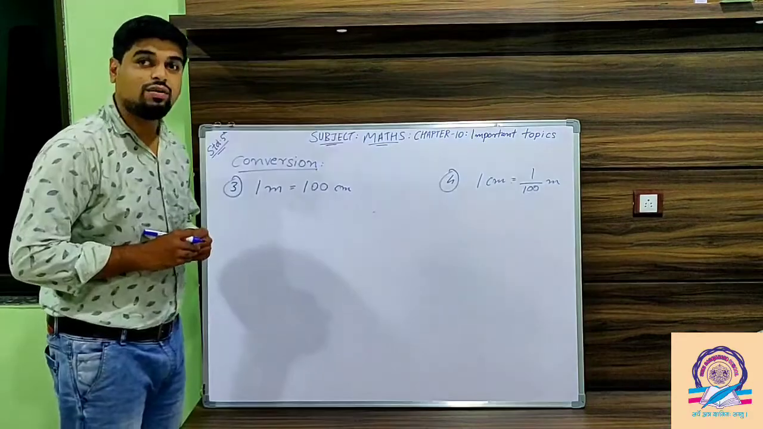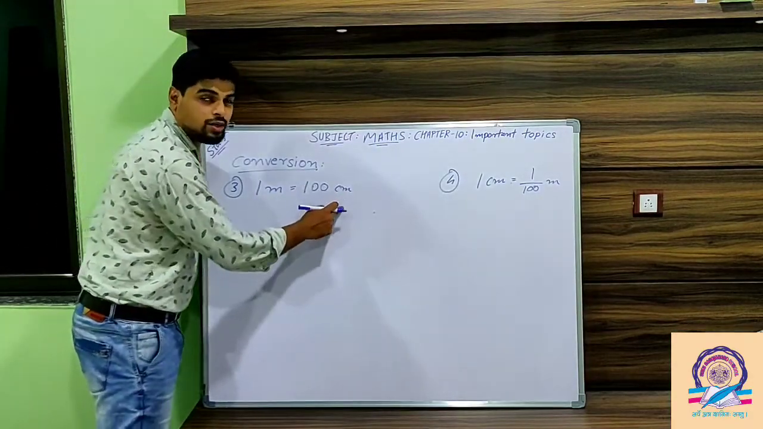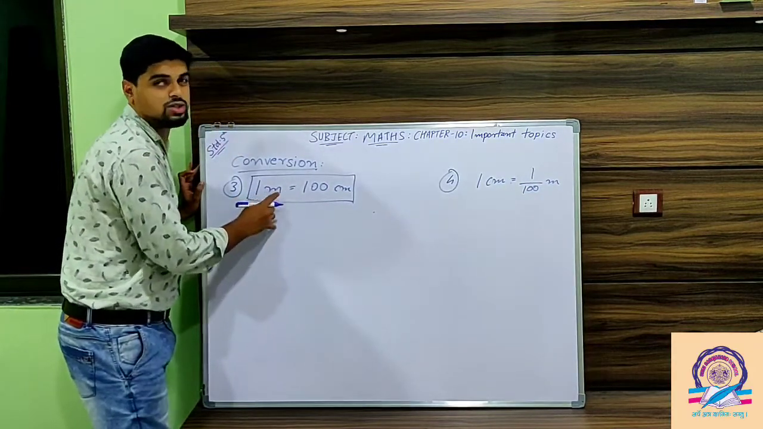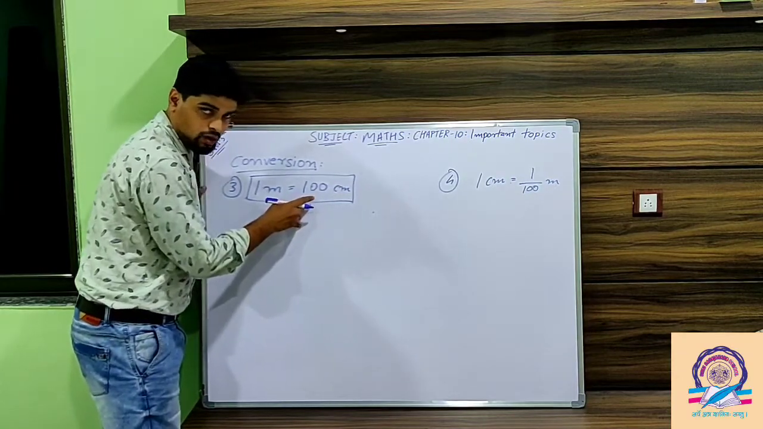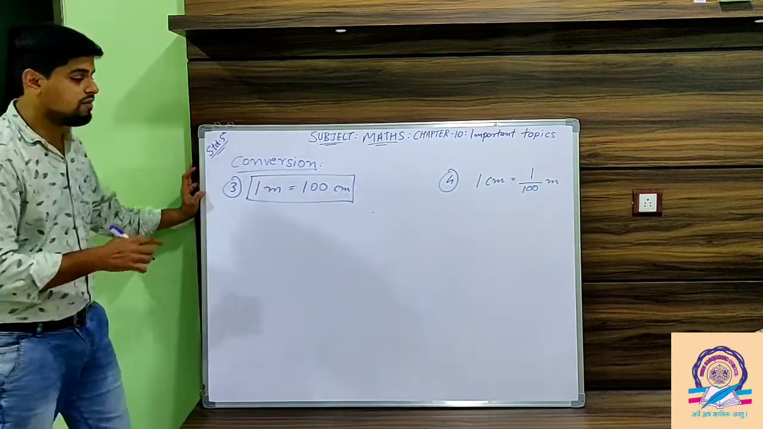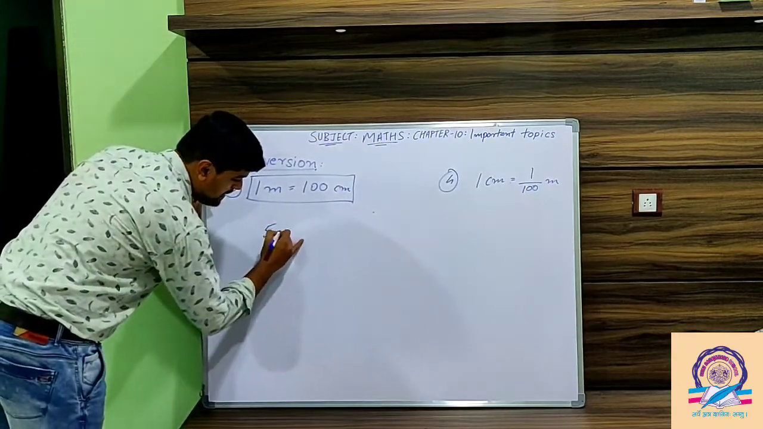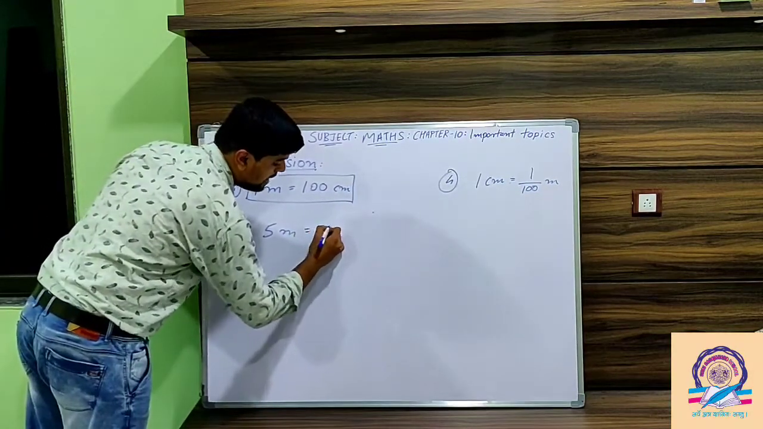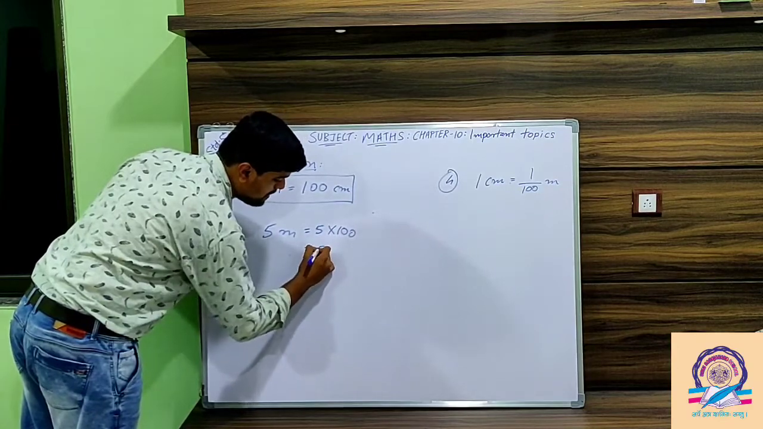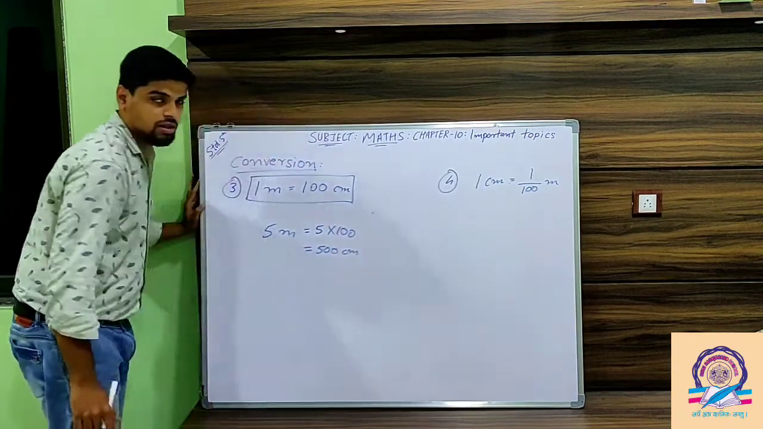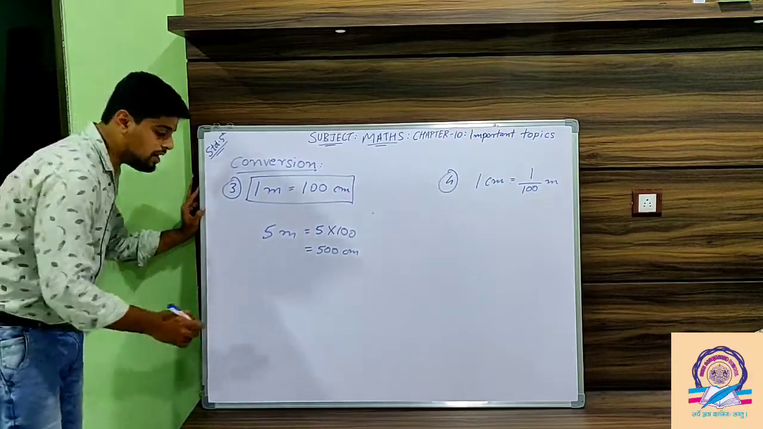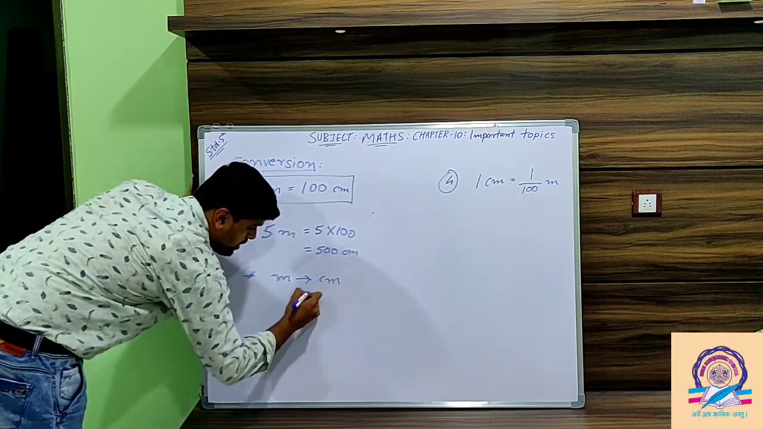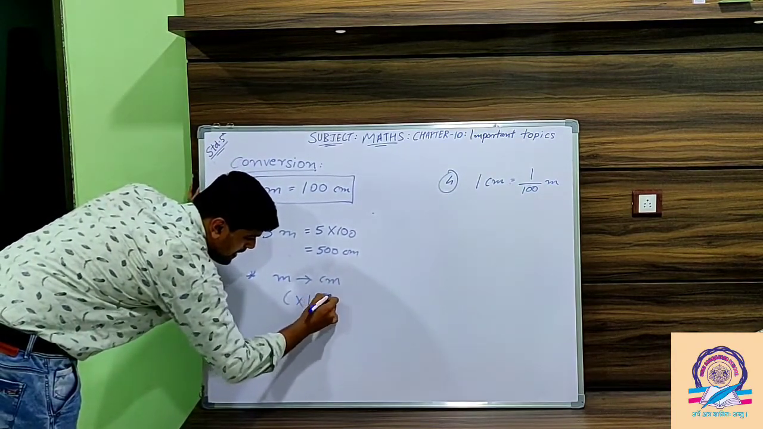Should we move ahead? Now the next conversion is meter into centimeter. You have to remember this particular equation, that 1 meter is always equal to 100 centimeter. That means if any value is given in meter, let's say 5 meter is given and you have to convert into centimeter, you simply multiply 5 with 100. So our answer will be 500 centimeter. Here our formula will be: if you want to convert meter into centimeter, you have to multiply it by 100.